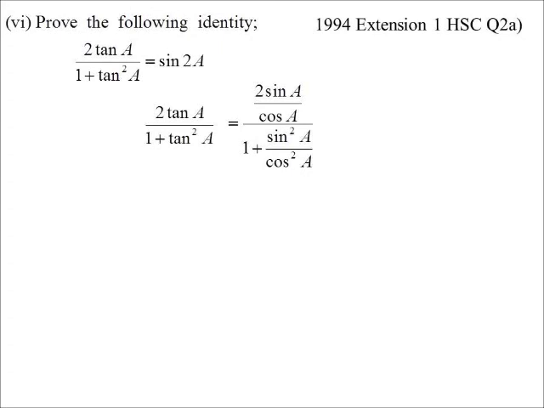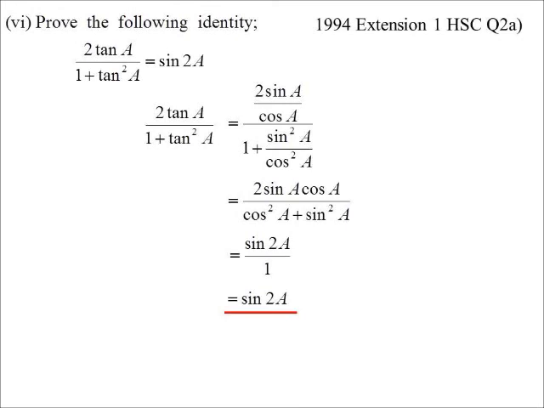So 2 sine A on cos A and 1 plus sine squared on cos squared. I've now got fraction on fraction. Let's multiply everything by cos squared A and get rid of those fractions on fractions. Look what happens. Comes out quite nicely. Top of the fraction becomes 2 sine A cos A. There's my sine 2A. Bottom of the fraction, cos squared plus sine squared, which is, of course, 1. We got it. There it is. Sine 2A on 1, sine 2A.